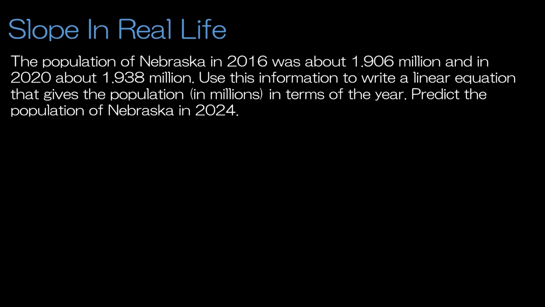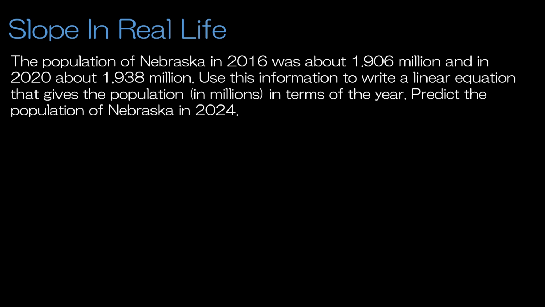Let's take a look now at a rate example. The population of Nebraska in 2016 was about 1.906 million. In 2020, about 1.938 million. So we're going to use the information to write a linear equation that gives the population in millions in terms of the year. How are we going to do that? That's where a lot of my students stop. They say, okay, if you give me two ordered pairs, I can find you the slope, I can write the equation, but don't put words in there or I don't know how to do it. So put it in terms you understand.